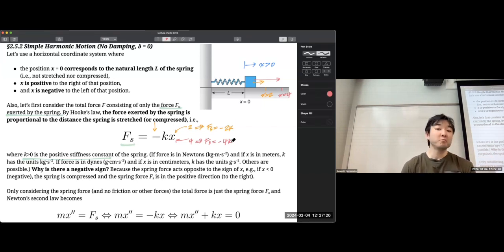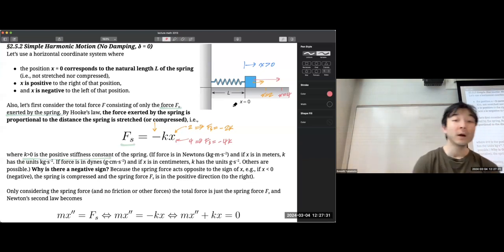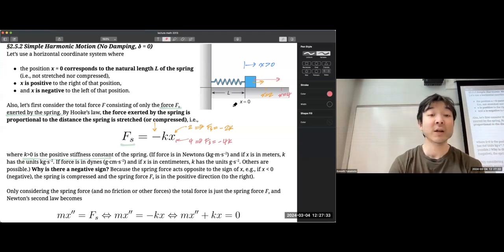Whatever the k is, it will be more because there's a 4 multiplied to it rather than a 2. And if you pull that out to x equal to 10, it's even more. So that's what it means to be proportional to the distance the spring is stretched or compressed.